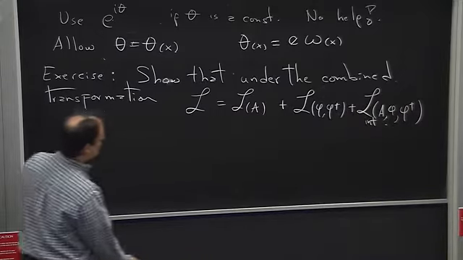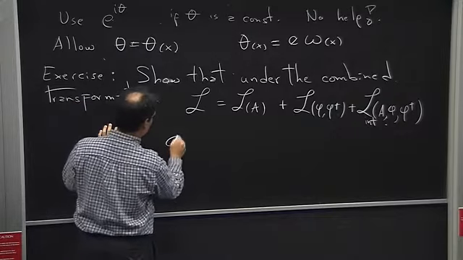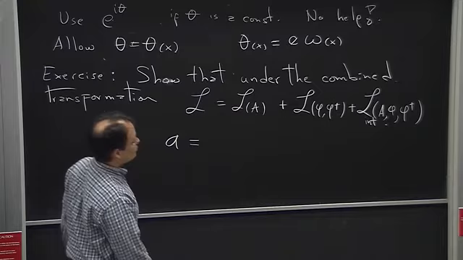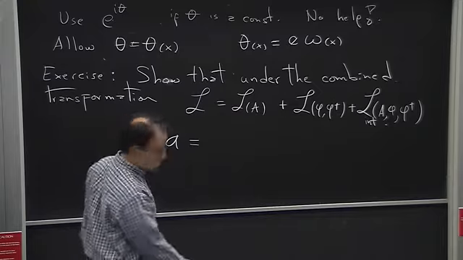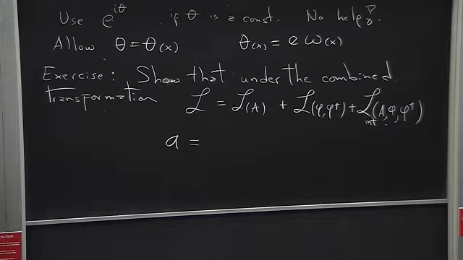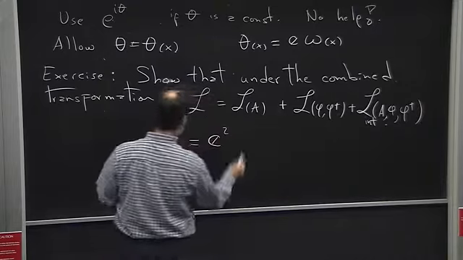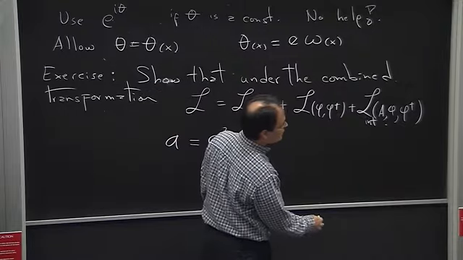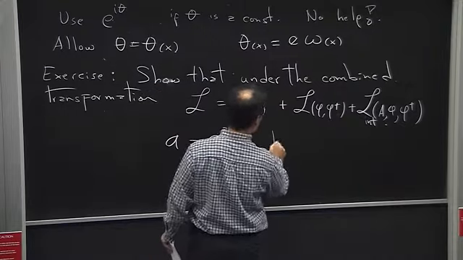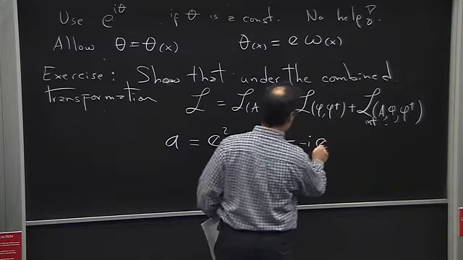And that happens, so that's your exercise to show that that happens if we set A to be E squared. And if we set B to be minus iE.